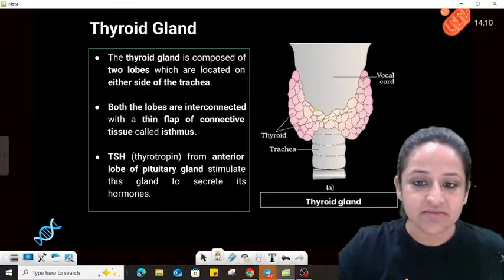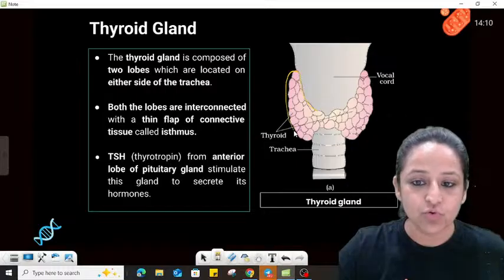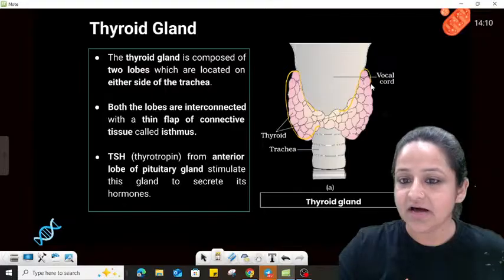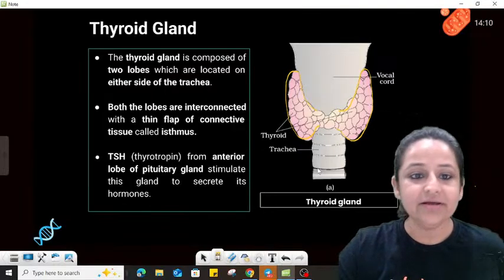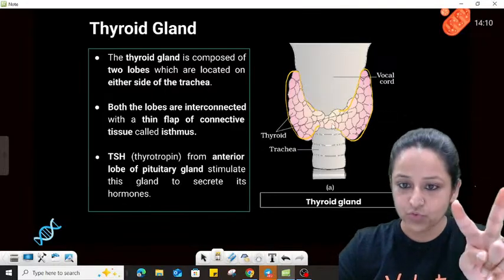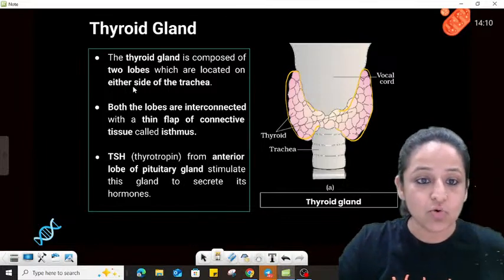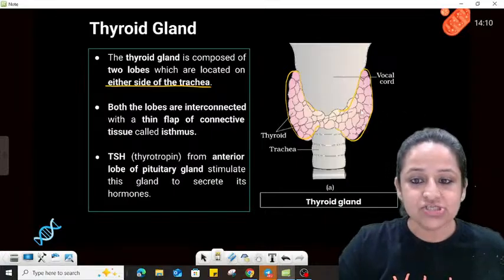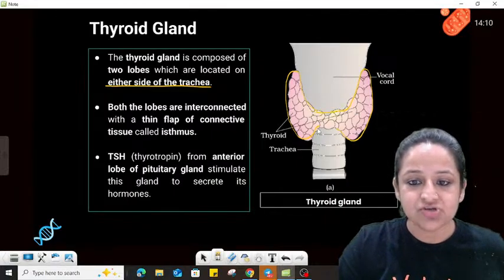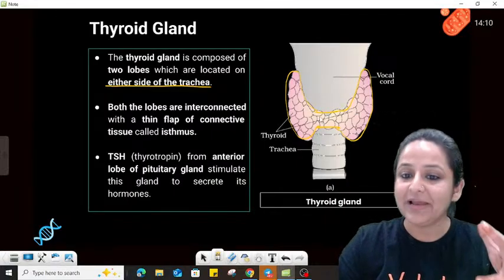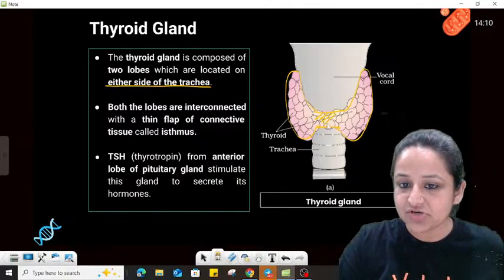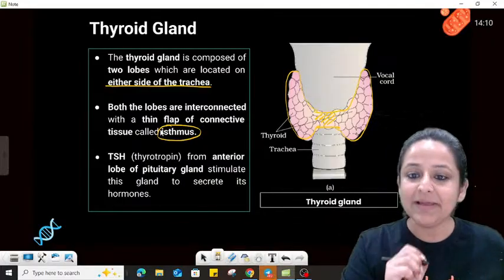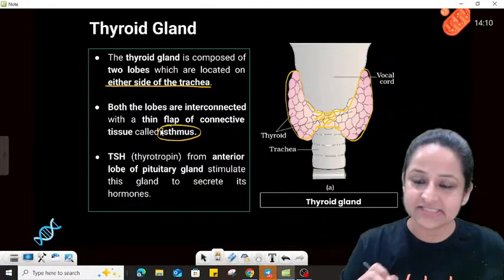The thyroid gland is composed of two lobes. Can you see? This is one lobe, and this is the other lobe. Both these lobes are present on either side of the trachea, and they are interconnected with each other in the center by a thin flap-like structure. This flap-like structure is called the isthmus.